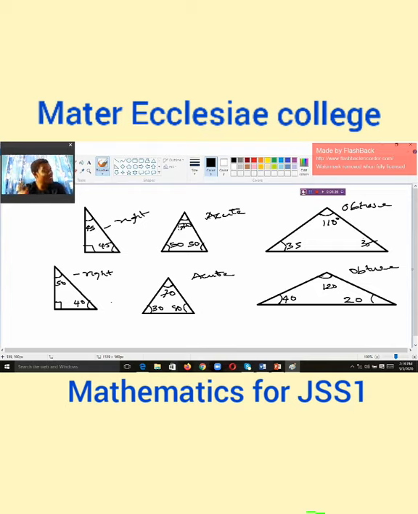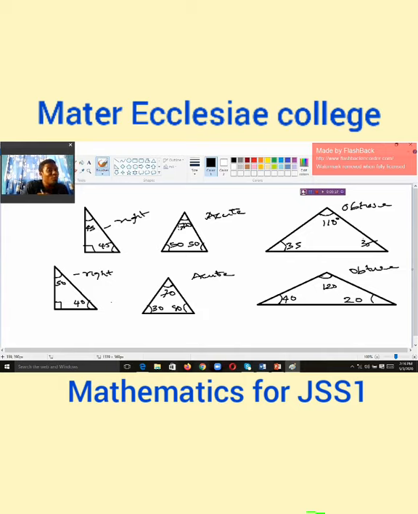I have not said that all scalene triangles are right angle triangles. No, some are not. I have not also said that all scalene triangles are acute. No, some are not. Not all are obtuse. Only some. Some examples. So it may be, as I say, it may be.